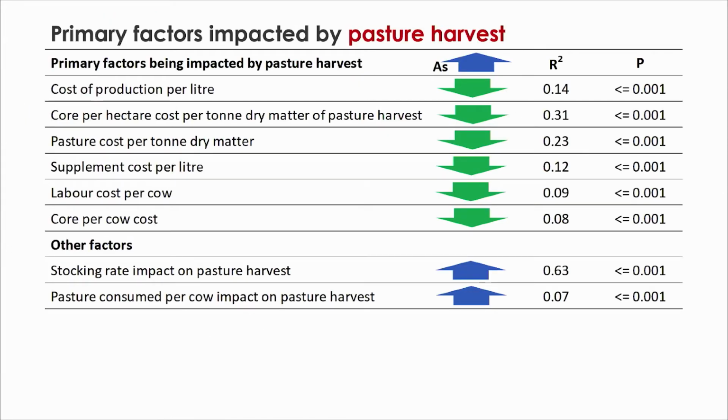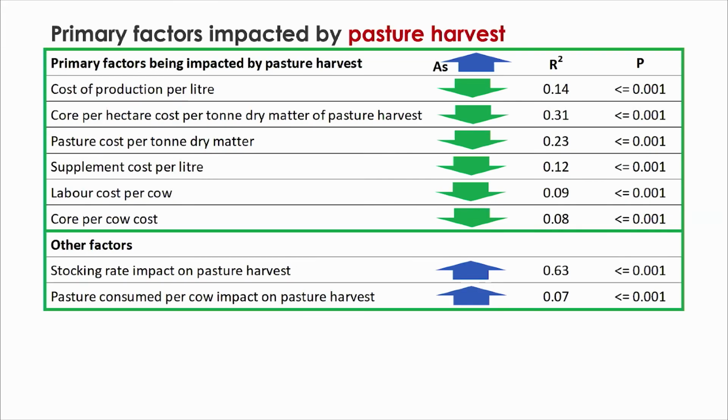This table summarises the primary impacts of increasing pasture harvest on the performance of a pasture-based dairy business, which include lower pasture cost per tonne dry matter, lower core per hectare cost per tonne dry matter of pasture, lower supplement cost per litre, lower labour cost per cow, and lower core cost per cow. Changes in these ratios combine to significantly lower the cost of production.